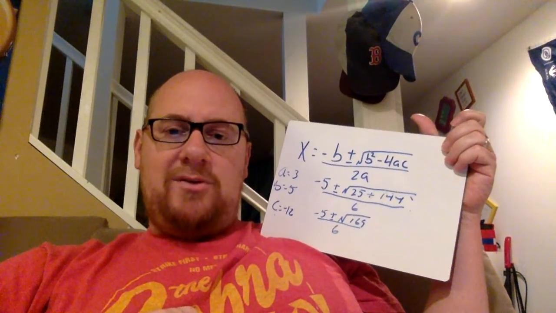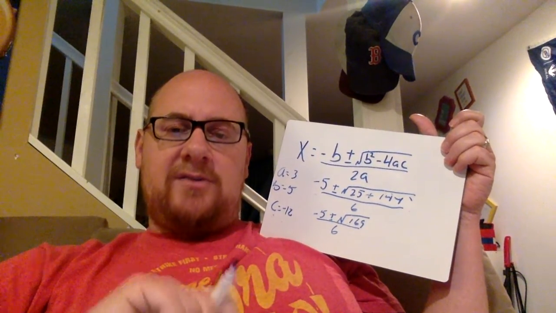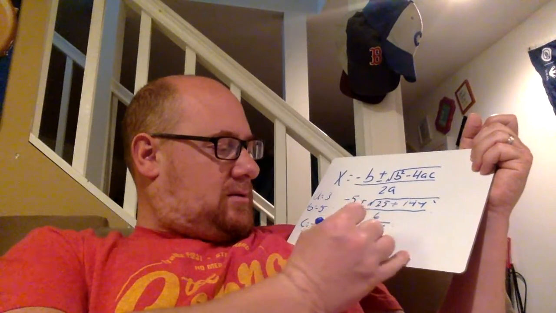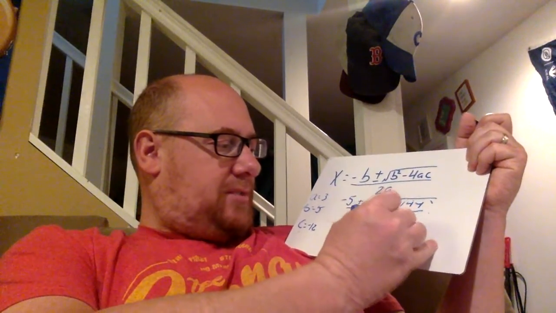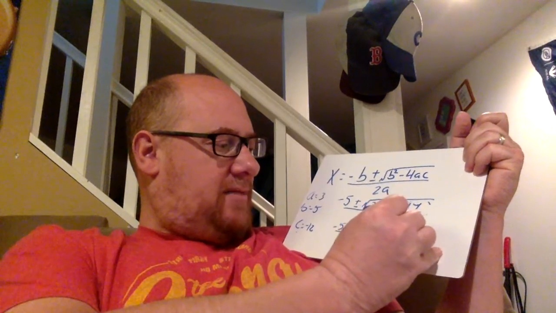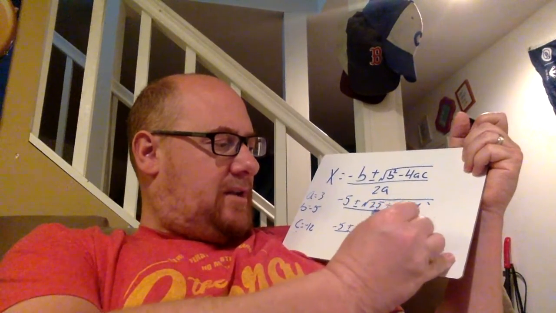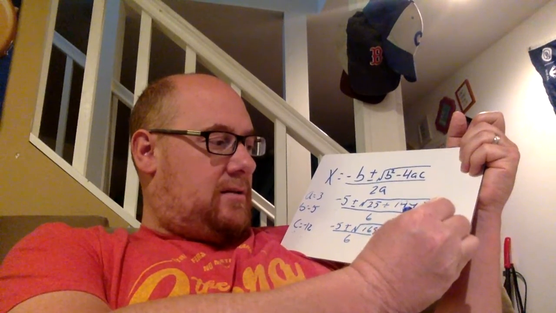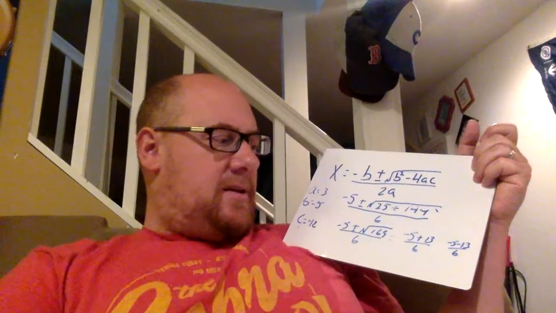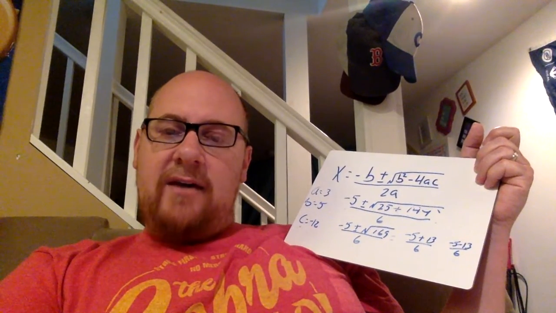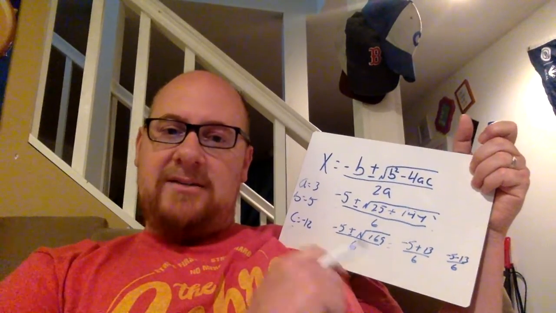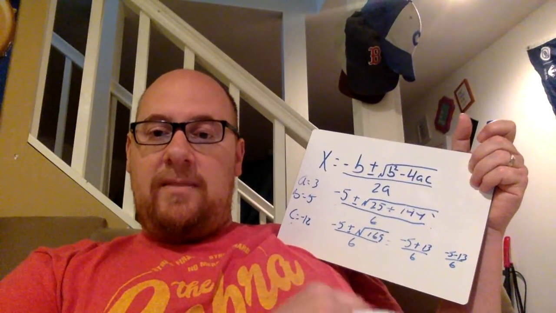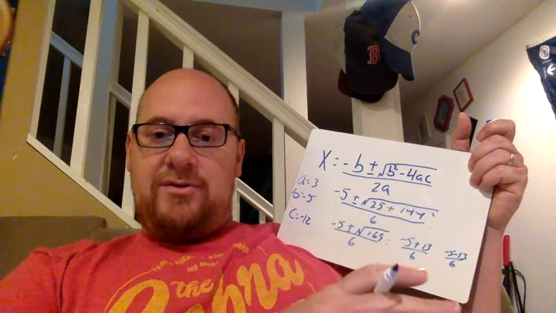So negative 5 plus the square root of 169. The square root of 169 is 13. So I'm actually going to split them up now and go negative 5 plus 13 divided by 6, and negative 5 minus 13 divided by 6. The whole reason I can do that is because that plus and minus means I have to do two different things. Notice how my plus 13 and my negative 13 are the two differences.